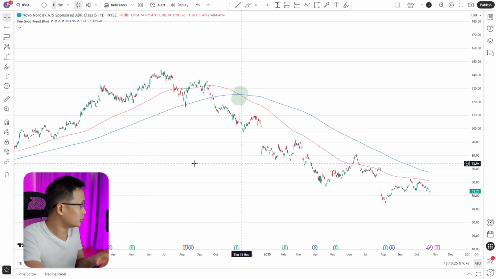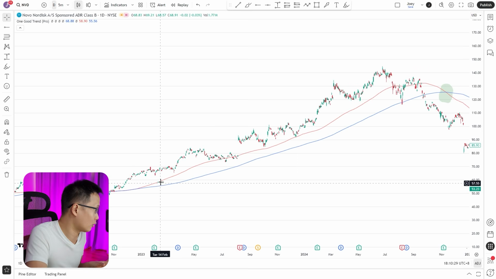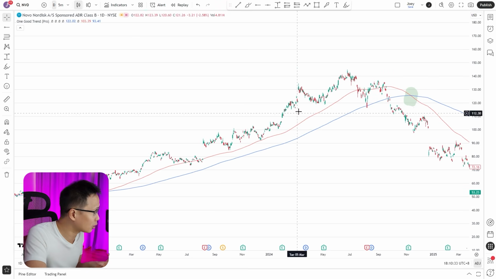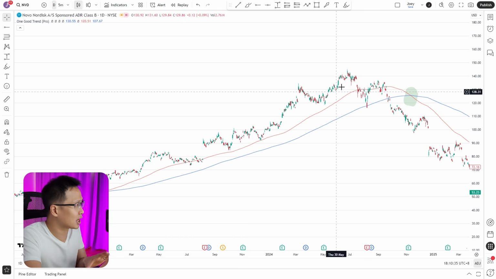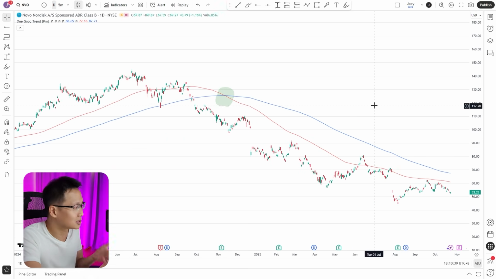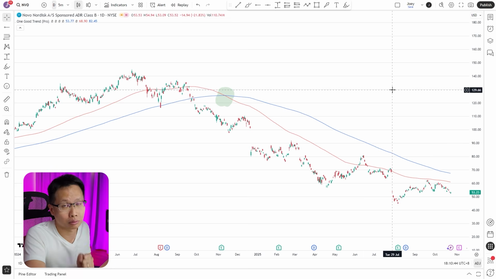So for NVO, you can see that previously, it was okay. Look at this, red above the blue, both pointing up since 2022. So okay, fine, no problem. The long-term trend is up, it starts pushing higher and higher. But somewhere along the line, things turn, it reverses, the trend turns down, and that's where you want to know to get out.